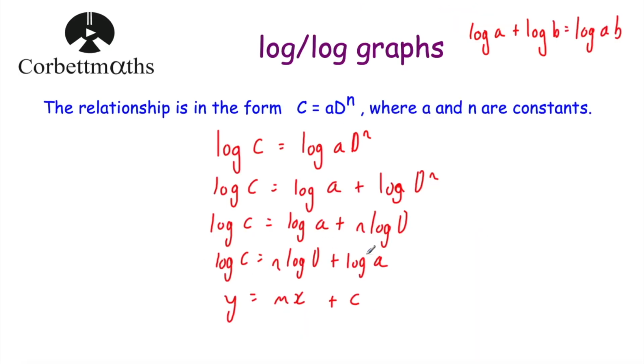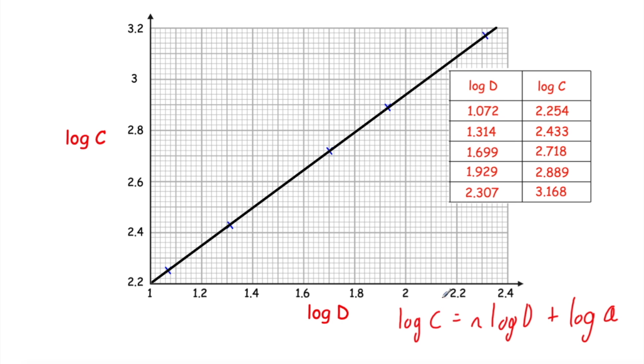So if we go back, we've just drawn the graph of log c equals n log d plus log a. So the graph we've drawn, this linear graph, is the graph of log c equals n log d plus log a.